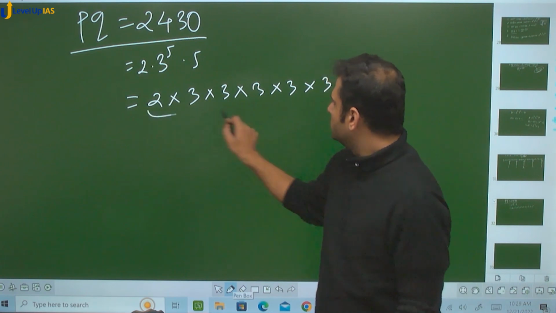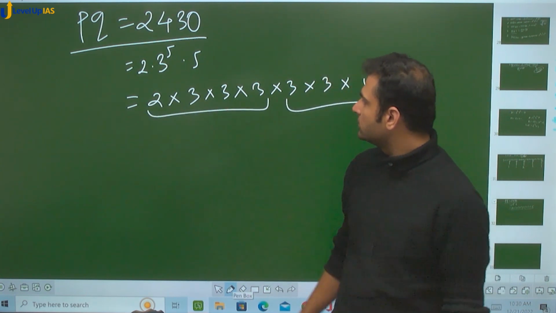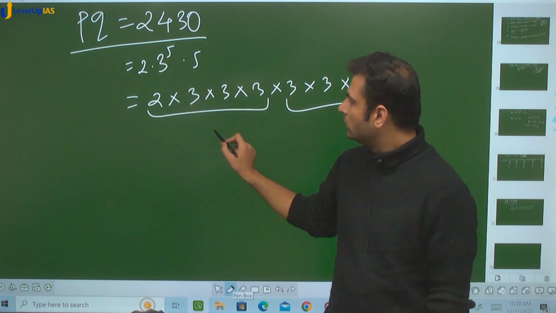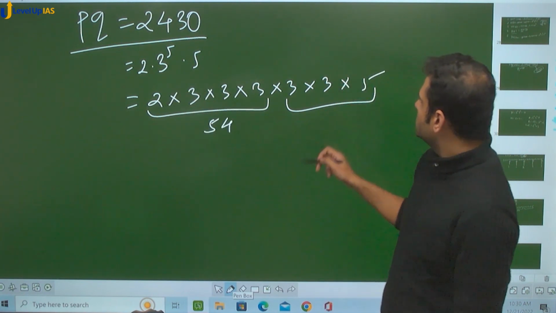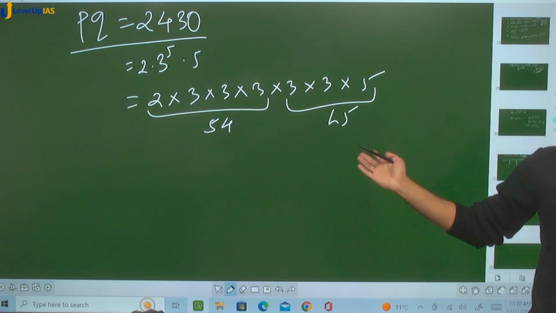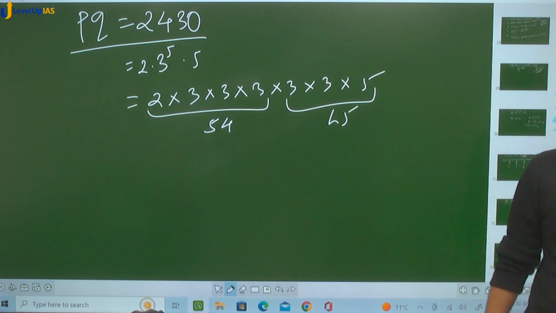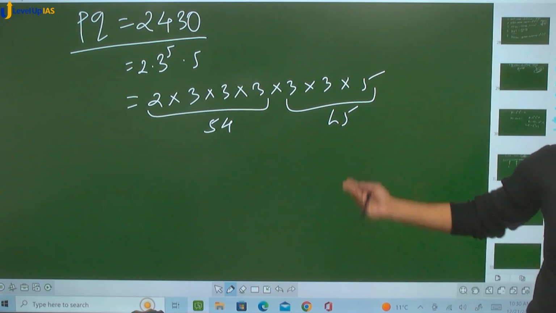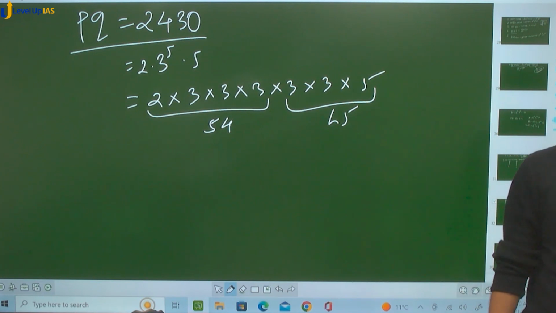Let us take this and this. What is it? 9 into 2? No, 27 into 2, 54. This is 45. आ गया? They are reverse of each other. Right? So bus, what is the question now? What is the difference between them? Difference is 9.